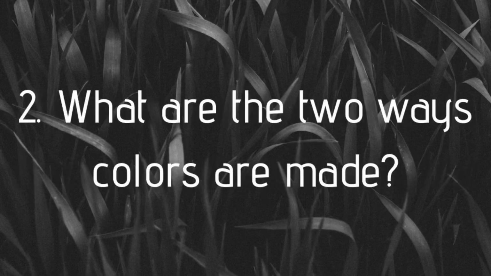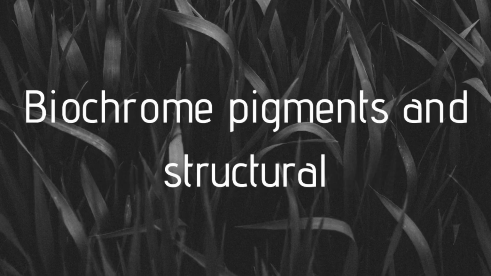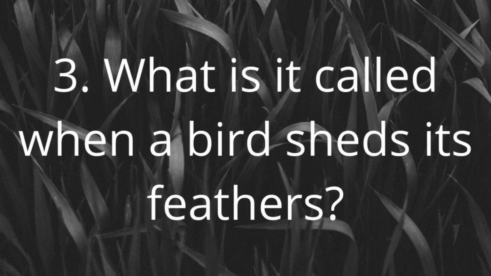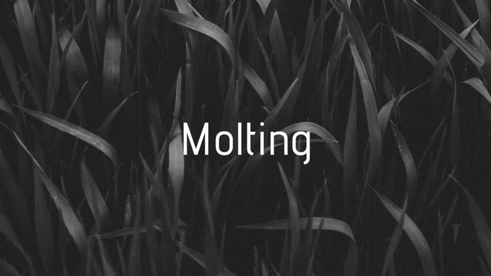The second question is, what are 2 ways colors are made in birds? The answer is biochrome pigments and structural. What is it called when a bird sheds its feathers? Molting.